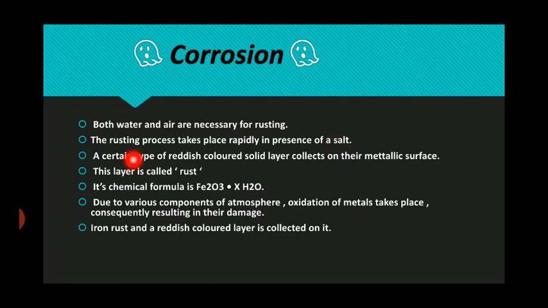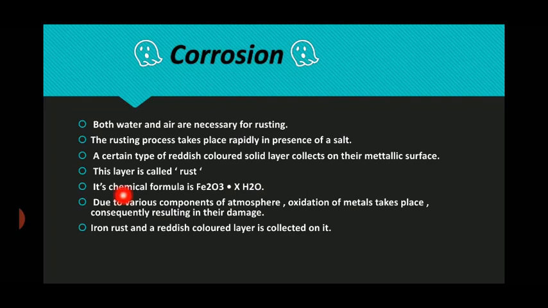A certain type of reddish colored solid layer collects on the metallic surface. This layer is called rust. And what is the chemical formula for rust? That is Fe2O3.xH2O.